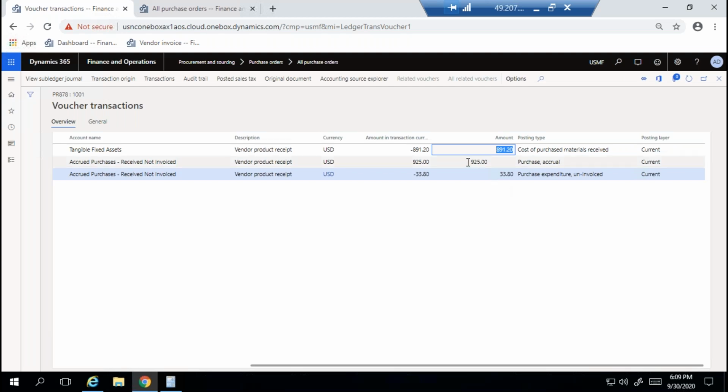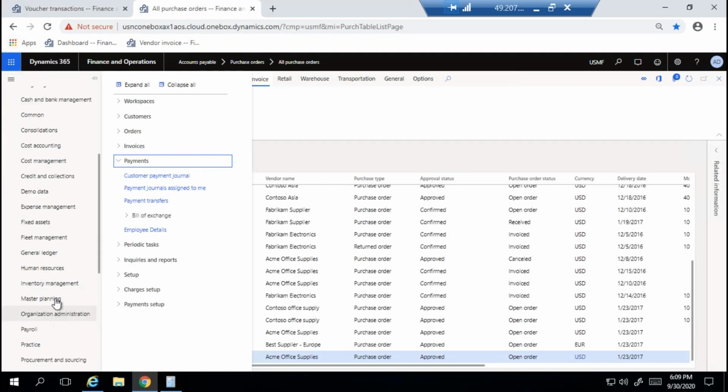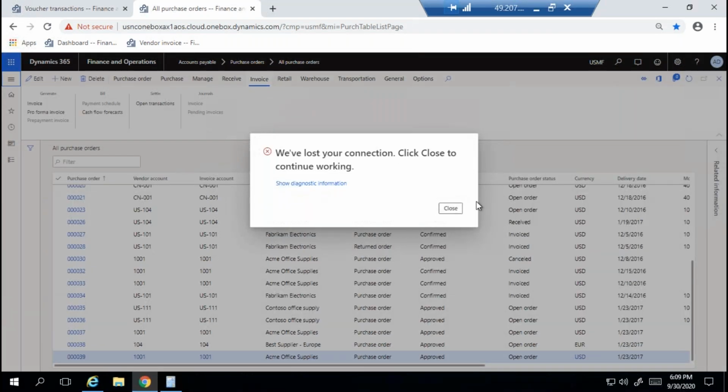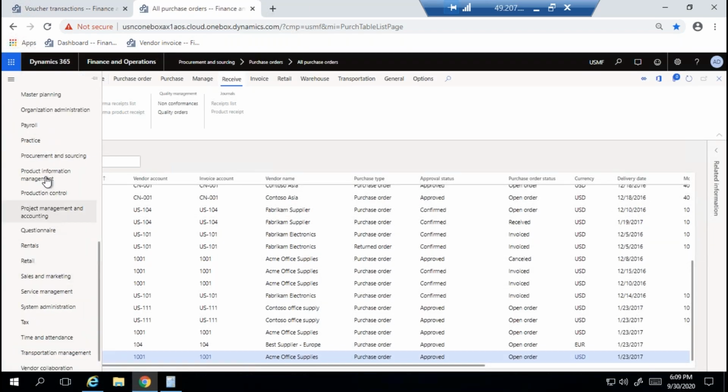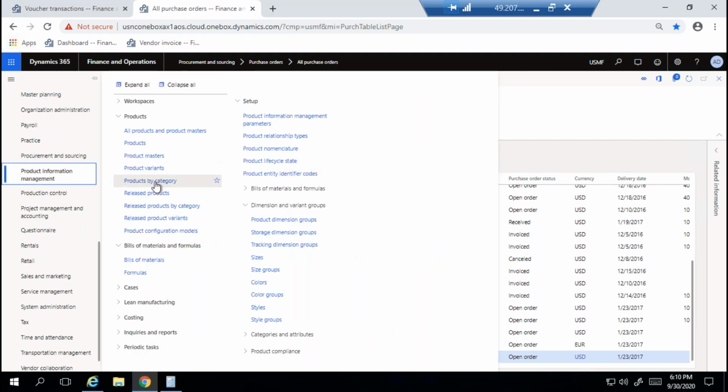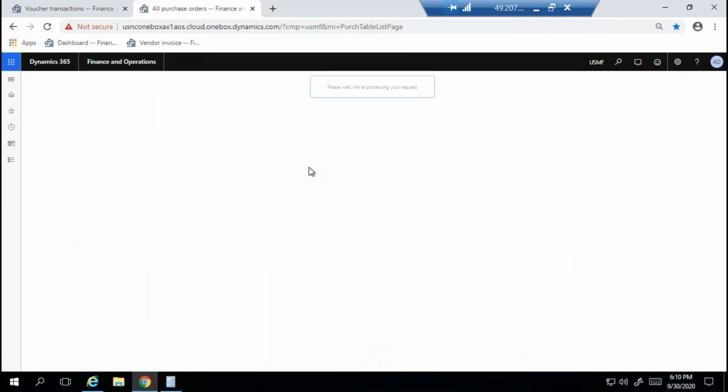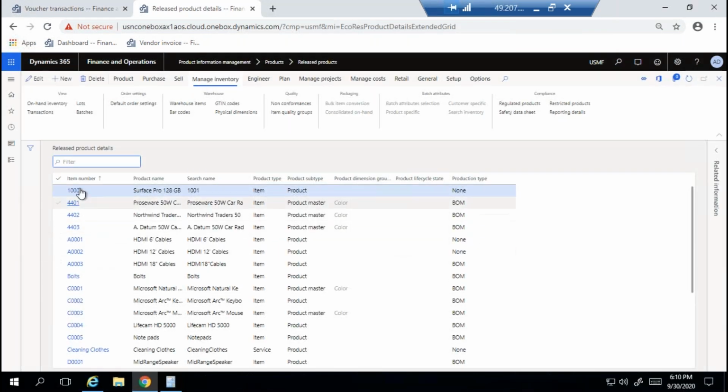Okay. Now you have entered 925, but the cost price is showing 891.2. Let me go to that cost price. Product information management. The same thing, whatever the difference is there, it will be posted to purchase expenditure for product. Let me go to product information management. Products. For 1000.